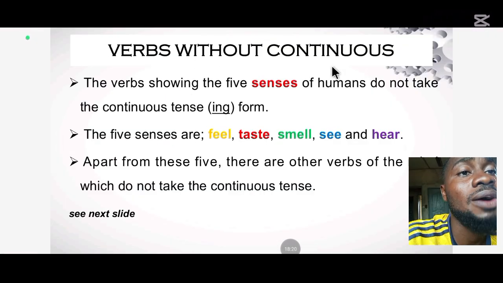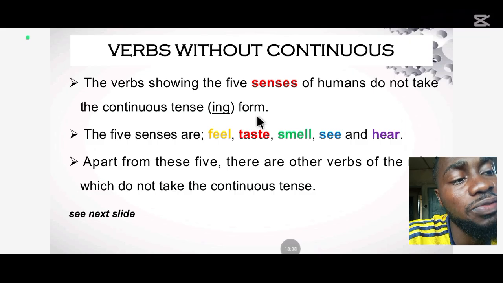Verbs without continuous. The verbs showing the 5 senses of humans do not take the continuous tense or ing form. Do not use the ing form for verbs that show the 5 senses of humans. And what are the 5 senses of humans?